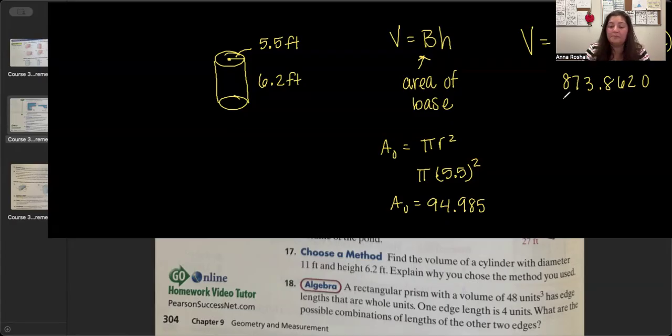I'm not quite sure what it means by to explain why you chose the method you used. Because this is the way to find the volume of a cylinder, I guess. I don't know. That's a weird question. And then we want to make sure that we're putting cubic feet as well. Okay.